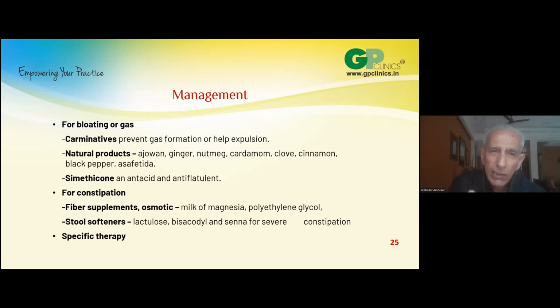But what are the symptomatic treatments? They are not of great use, but yes, we use carminatives, natural products, and simethicone as an antiflatulent and antacid. And for constipation, we have already discussed on one of the webinars different types of anti-constipation medication. And I think management of abdominal distension is not symptomatic. You have to find the cause and then treat accordingly. Last slide, take home message.